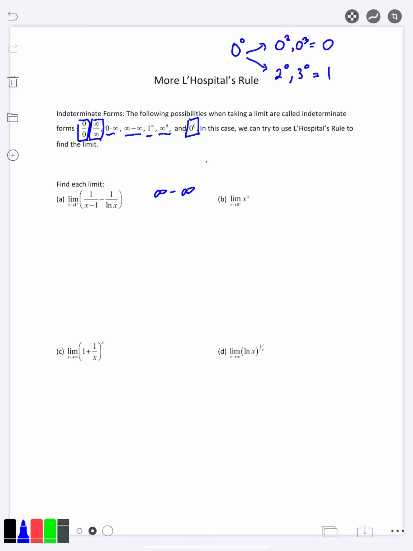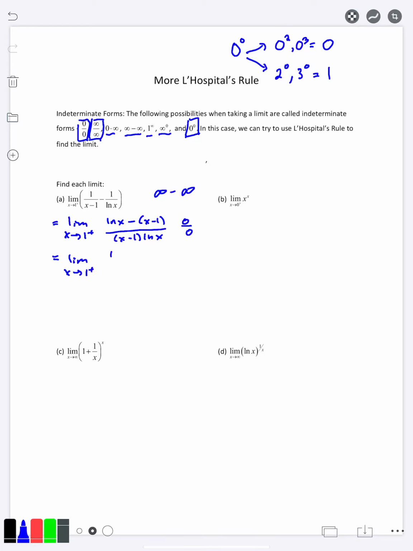However, it is going to come down to algebra of some way to get the answer. And in this particular case, what we can do is use algebra to combine the fractions together into a single fraction. There we go, write the x minus 1 first on the bottom here. And once we've done this, then we would end up having a 0 over 0 case. So then we can use L'Hospital's Rule.